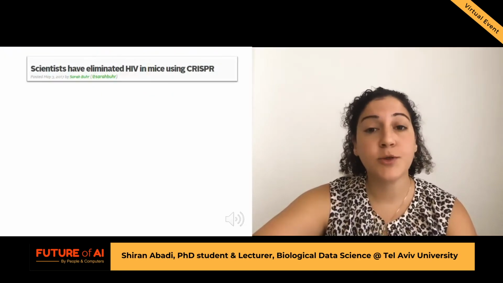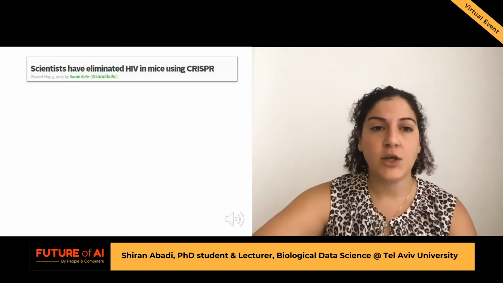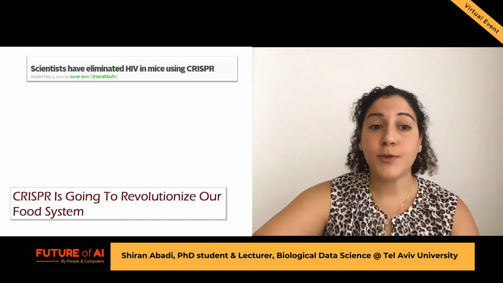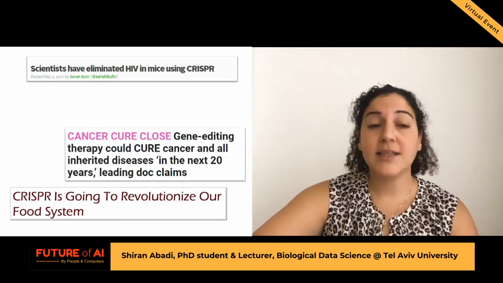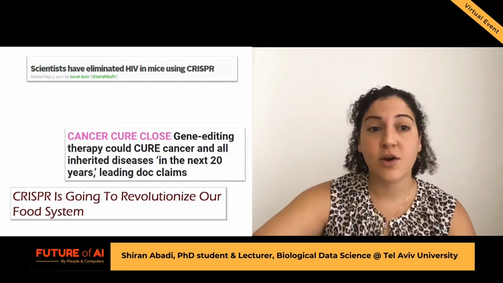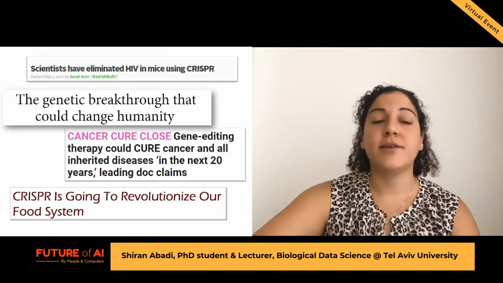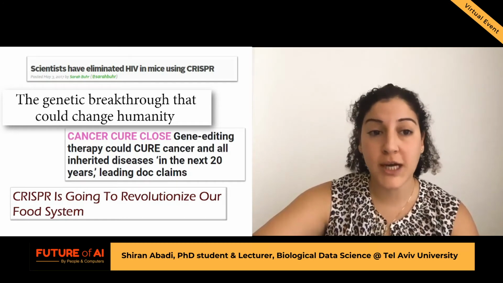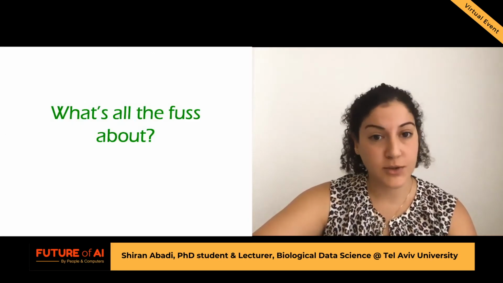Ever since CRISPR was found, we hear titles like "Scientists have eliminated HIV in mice using CRISPR." "CRISPR is going to revolutionize our food system." "Cancer cure close, gene editing therapy could cure cancer and all inherited diseases in the next 20 years." And "The genetic breakthrough that could change humanity." What's all the fuss about?